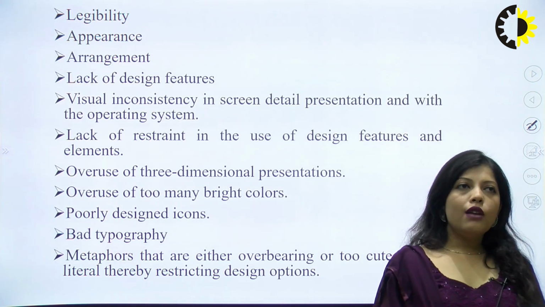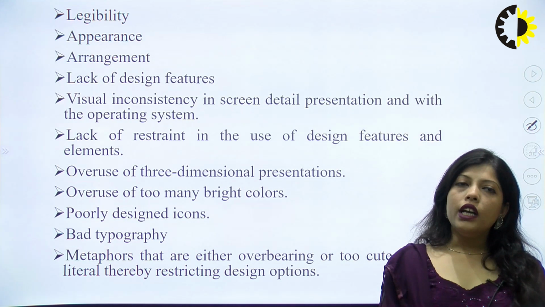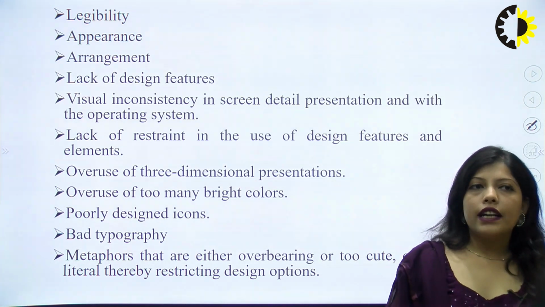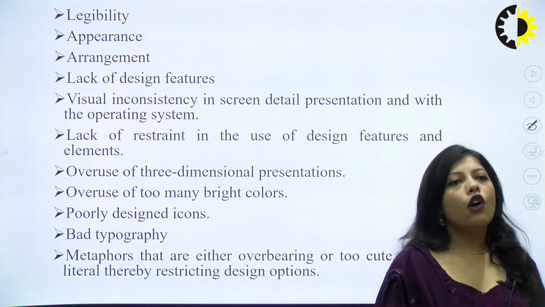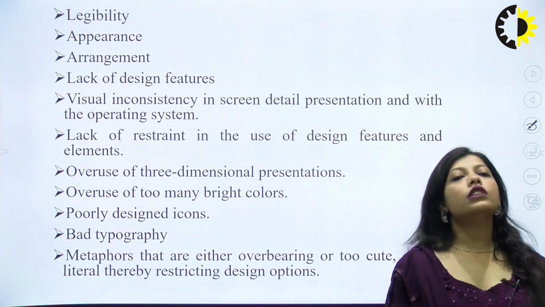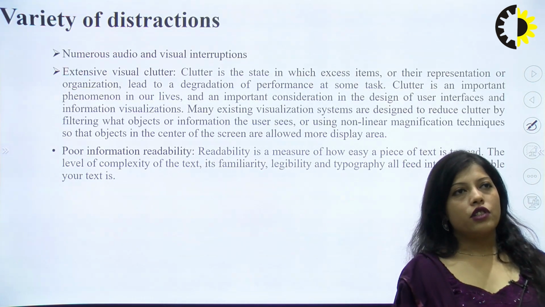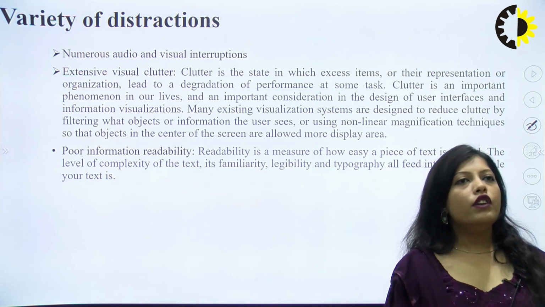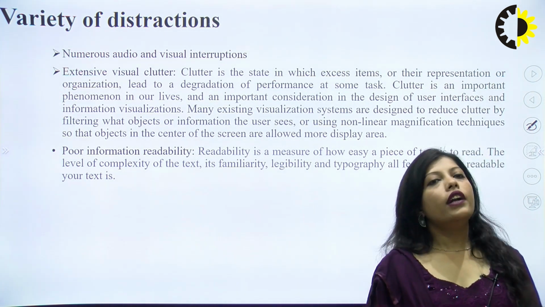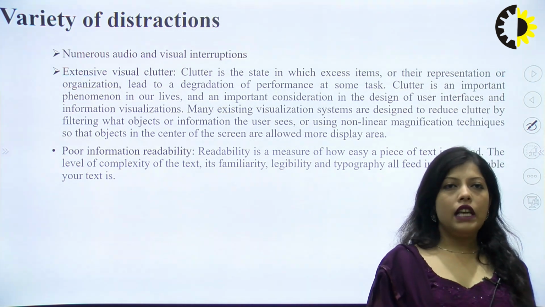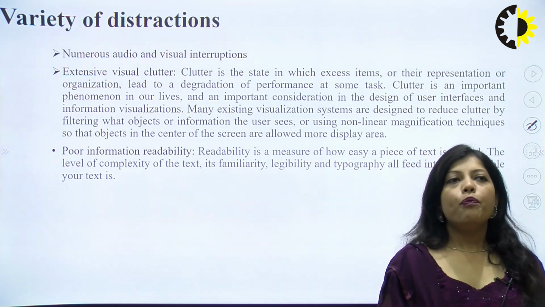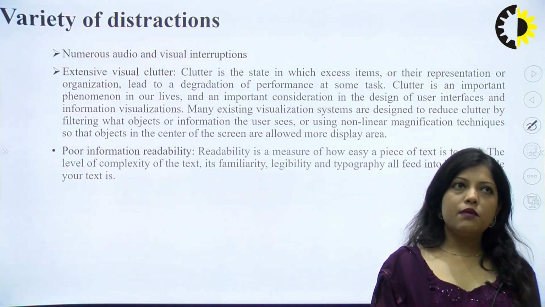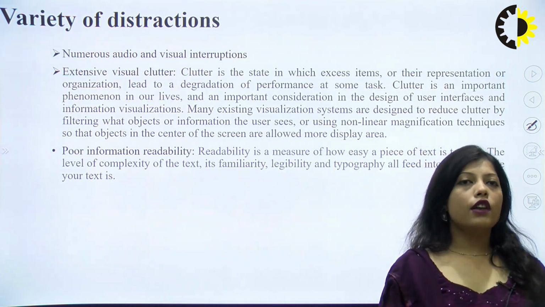Next is bad typography, meaning typing errors, you are not typing properly. So bad typography is also a variety of distraction. Metaphors that are either overbearing or too cute also restrict the design options. So these are some varieties of distractions. There are also some varieties of distractions like numerous audio and visual interruptions. Numerous audio and visual interruptions means that when you are using any website, there are some video advertisements or audio advertisements. So through these advertisements the user can also be distracted.